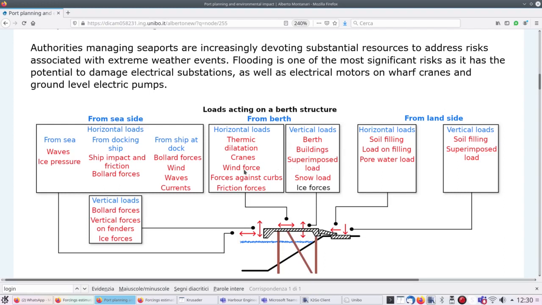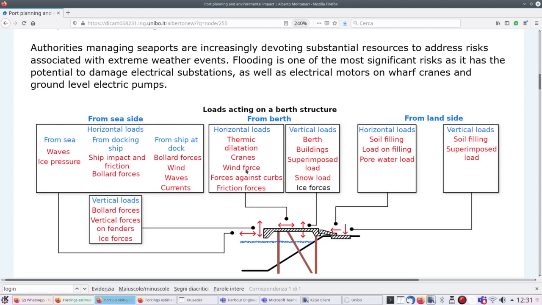You see on the right. Horizontal load, it's wind force over the berth, because over the berth you may have some trucks parked, anyway, areas that are exposed to wind. And then we have forces against curbs and friction forces. And curbs are just the devices that are used to arrest the movement, to stop the movement of bodies, cars, trucks over the berth. And the friction forces, again, they may be originated by traffic like trucks braking or cars that are traveling over the berth.